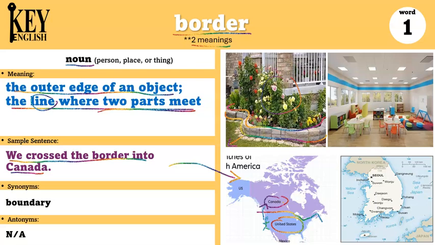And here in this classroom, you can see at the top of the classroom, there is a blue border. It's just a line that's separating two parts. There's the top part and the bottom part here. Those are the two parts, and the line is separating the two parts. It's keeping them apart. And of course, here in this map, we have South Korea, and at the top here is North Korea. This line between the two is also called the border. A synonym of border is the word boundary, and there are no antonyms.